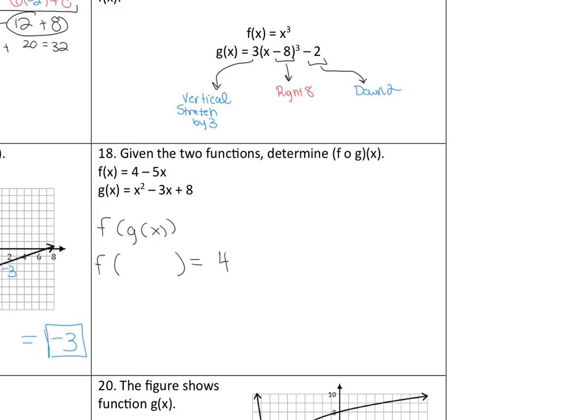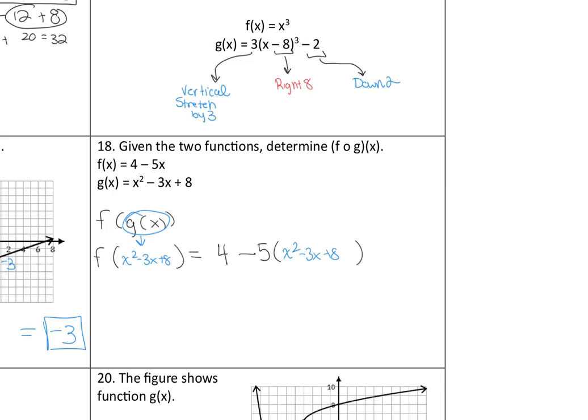f says 4 minus 5 times something. And the something we're going to plug in is g. g says x squared minus 3x plus 8. So if those parentheses get that, so do the other ones. x squared minus 3x plus 8. And now I just need to do a little bit of algebra.